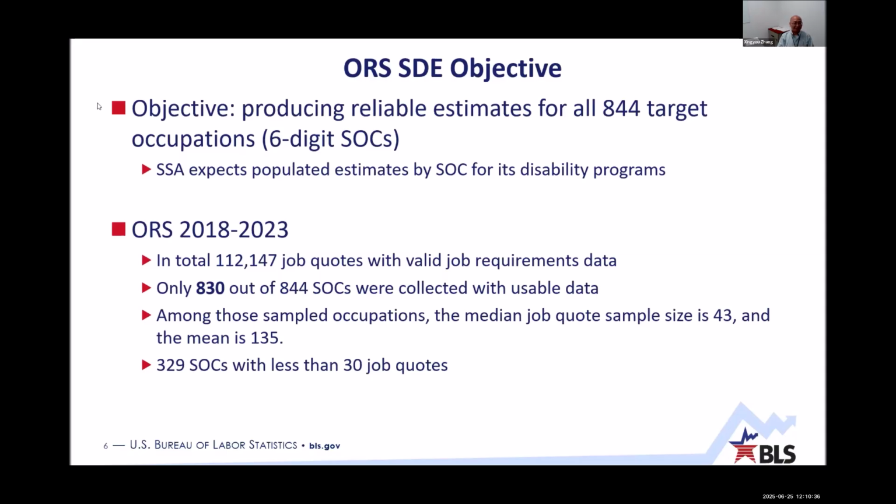112,146 job quotes with valid data from 830 sources. So that means we have 14 sources without a sample, without usable data at all. Among those sources with data, the median job quote sample size is 43. On average, it's 135. It's nice, but we still have 329 sources with less than 30 job quotes, which means it's really challenging to have reliable or valid, even unbiased estimates.